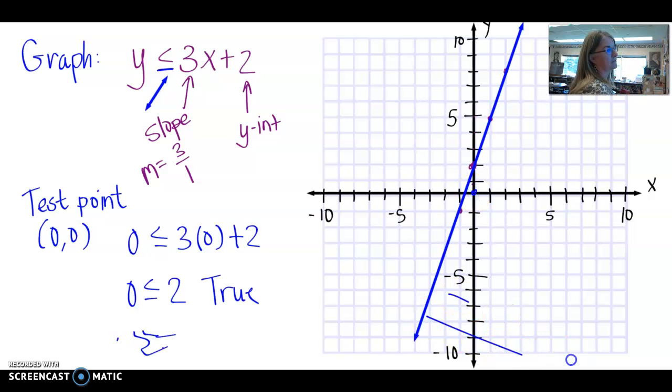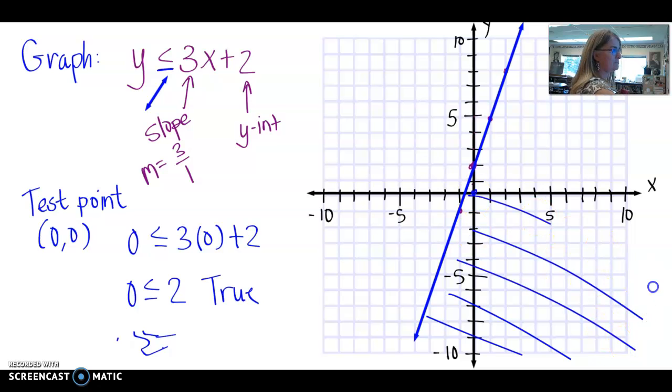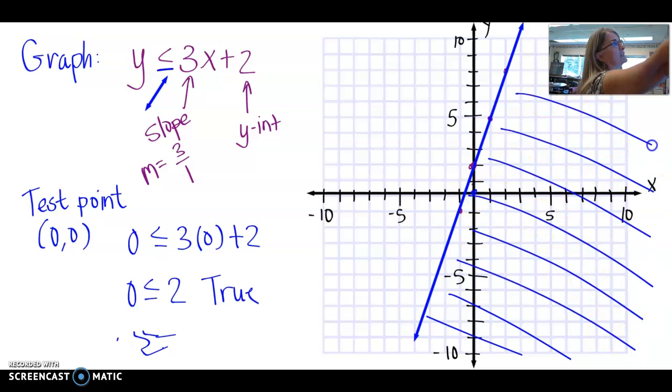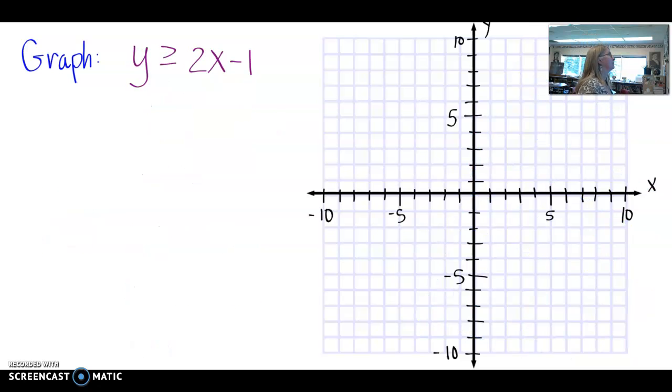That means everything over here makes it true. And again, if you want to double check yourself, you can test a point on the other side of the line. It should make it false. Or test any other point that's on the same side that we shaded. It should make it true. All right, so why don't you go ahead and graph this one on your own and then check your answer when you're done.